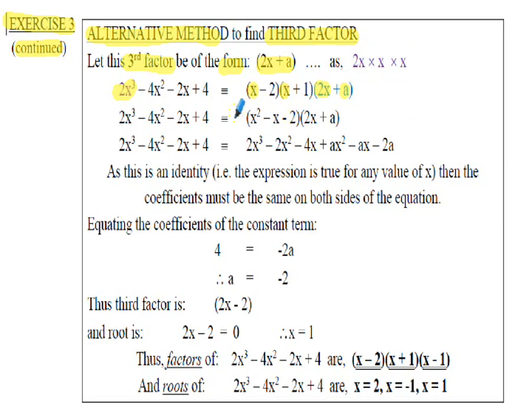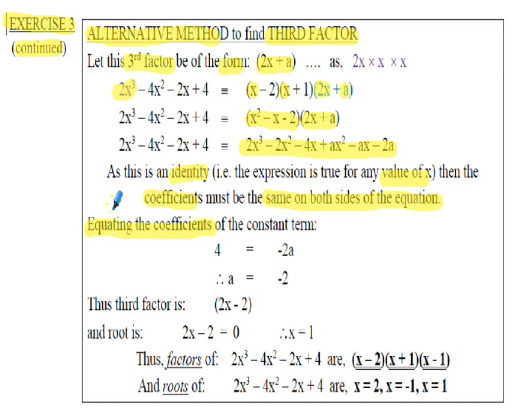What we do now is expand the first 2 brackets. The x minus 2 multiplied by the x plus 1 produces x squared minus x minus 2, and then we multiply that by the 2x plus a bracket, and we get this further expansion shown here. This is what's called an identity, so it's true for any value of x, so therefore the coefficients must be the same on both sides of the equation. So we're going to use the equating coefficients method to find the value of a.